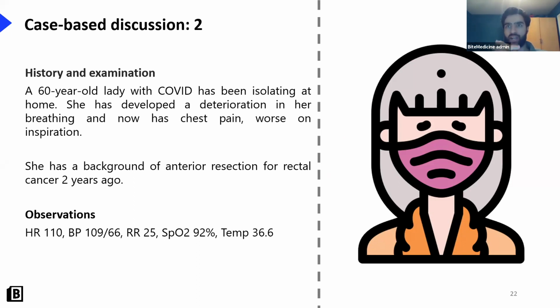What would you see on echocardiogram in pericarditis? You may see a pericardial effusion. Okay, good. Let's have a look at this. A 60-year-old lady with COVID has been isolating at home. She's now developed a deterioration in her breathing and now has chest pain, worse on inspiration. She has a background of anterior resection for rectal cancer 2 years ago, and those are her observations. So what's the diagnosis?